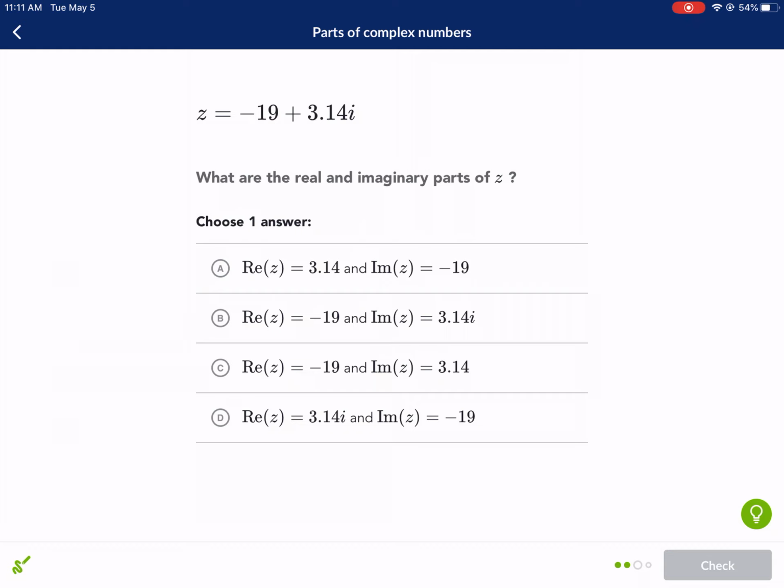I'm guessing RE is the... RE means real. So this is a little confusing here. And imaginary. Okay, so the real part equals -19. I understand. So it says RE, the real part of Z equals 3.14 for option A, and imaginary part equals -19. That's not true. -19 is the real part. So we need to go to either B or C because that says the real part is -19, and the imaginary part is 3.14, not the i. It's already implied that the i is attached there, so we're going to pick C for our answer.